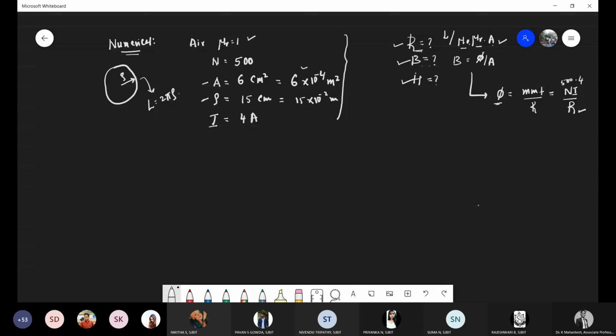Once you get flux, you'll calculate B, knowing the area of cross section. Once you know B, it's easy to calculate H. Why? Because B is related with H. H is equal to B by mu. So will you calculate by yourself? I will give the answers for reluctance, flux density, and H.